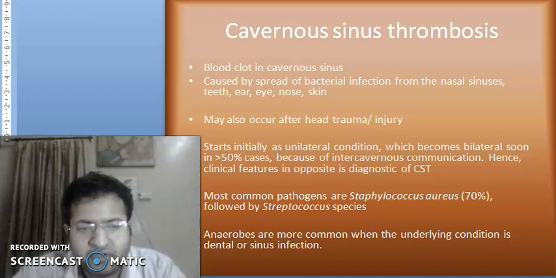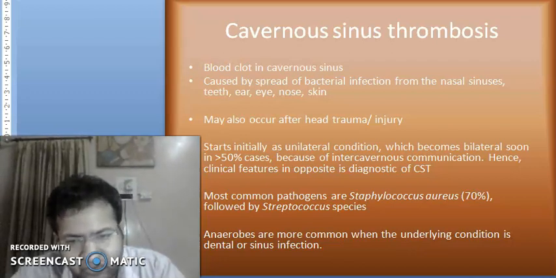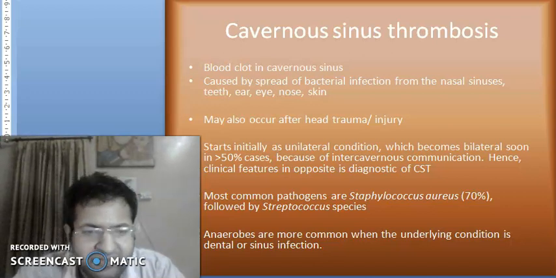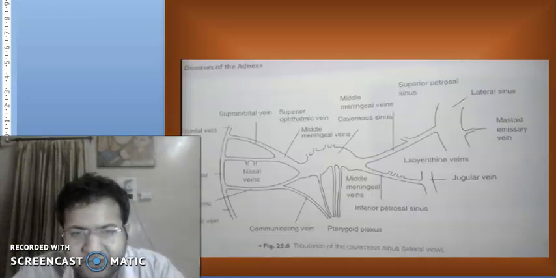The most common pathogen involved in cavernous sinus thrombosis is Staph aureus in 70% of individuals, followed by Streptococcus species. Anaerobes are more common when the underlying condition is a dental or sinus infection.